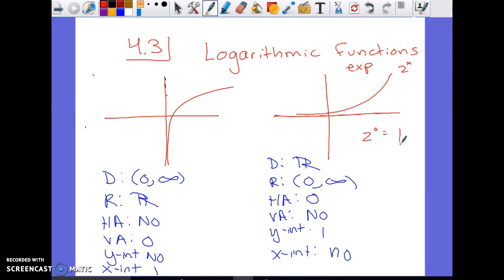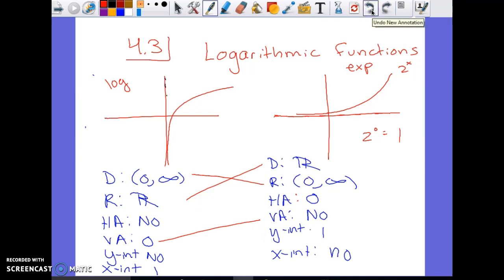Now, a lot of those things could change just by me doing my transformations, moving that function. This is the log function. You should notice that there's a relationship between these two functions, and there certainly should be if they're inverses. So this time my domain is 0 to infinity, and my range is all real numbers. That's flip-flopped from the exponential function. This time I don't have a horizontal asymptote, but I do have a vertical asymptote at 0.